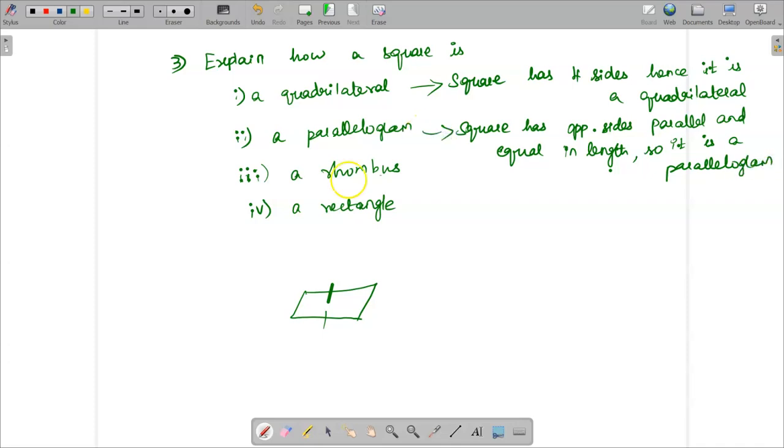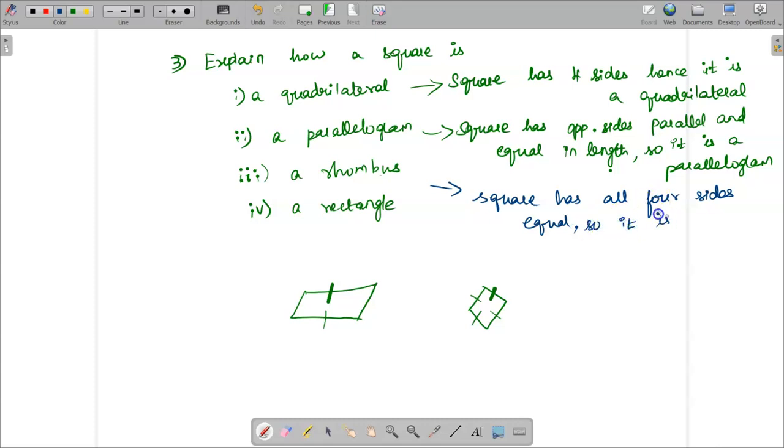And then what about the rhombus? In a rhombus, all sides are equal. All 4 sides are equal. So a square also has 4 sides equal. So what I can say? Square has all 4 sides equal, so it is a rhombus.